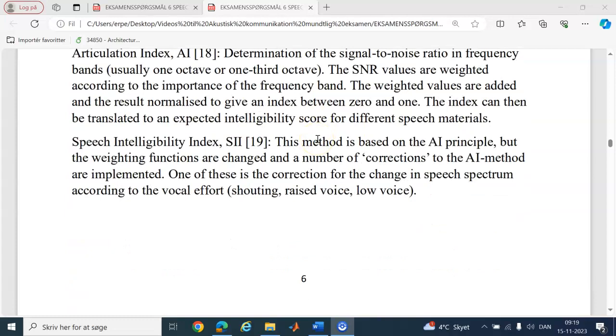Then we have the speech intelligibility index. This method is based on the AI principle, but the weighting functions are changed and a number of corrections to the AI method are implemented. One of these is a correction for the change in speech spectrum according to the vocal effort: shouting, raised voice, low voice.